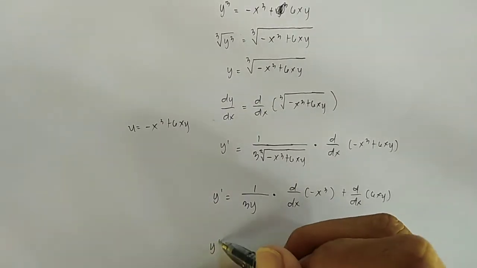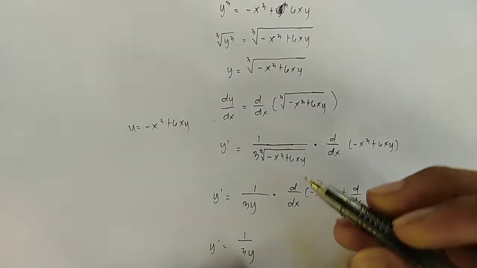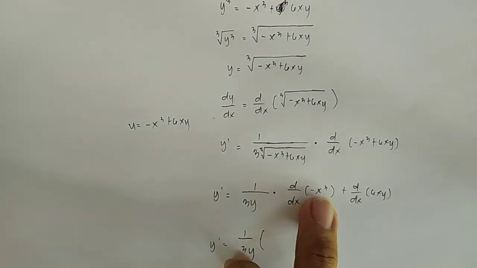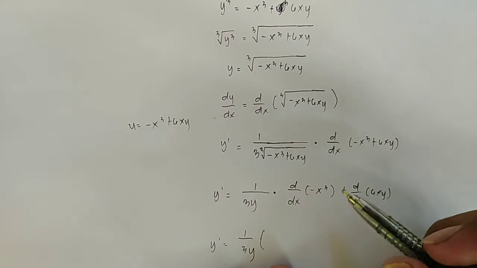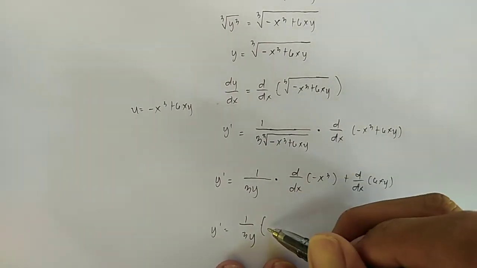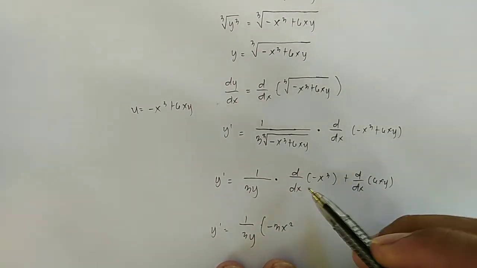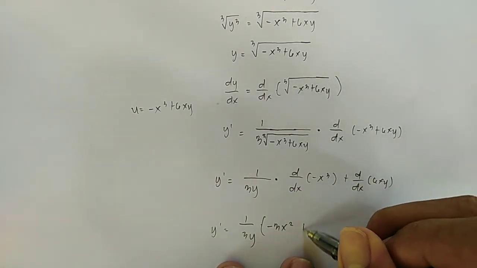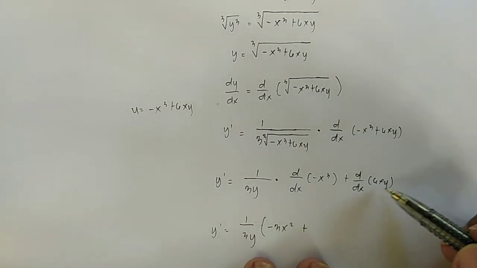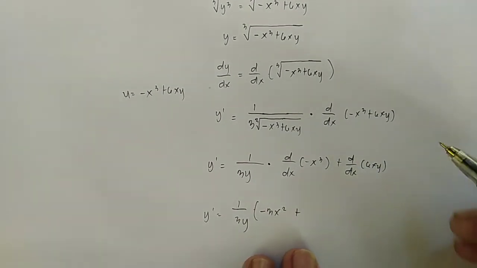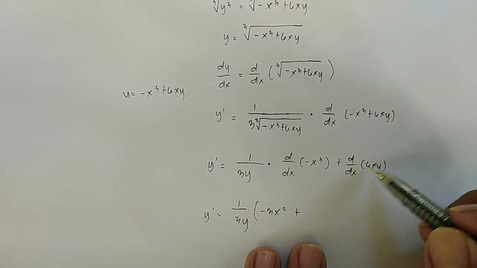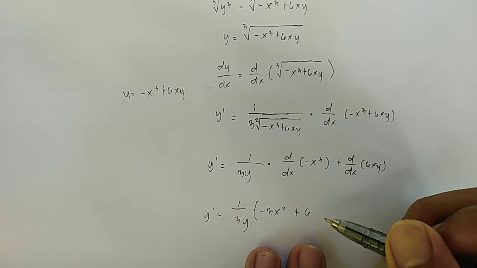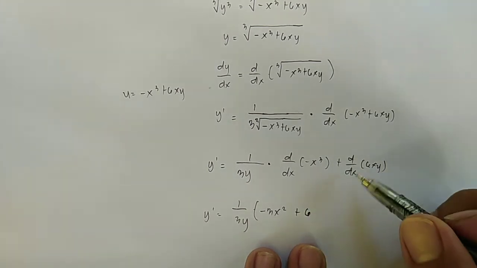So here y prime is equal to 1 over 3y times the derivative of negative x cubed. Applying the power rule, the derivative of negative x cubed will be negative 3x squared, plus the derivative of 6xy. Since we have a numerical coefficient, you have to write that first, then get the derivative of xy.